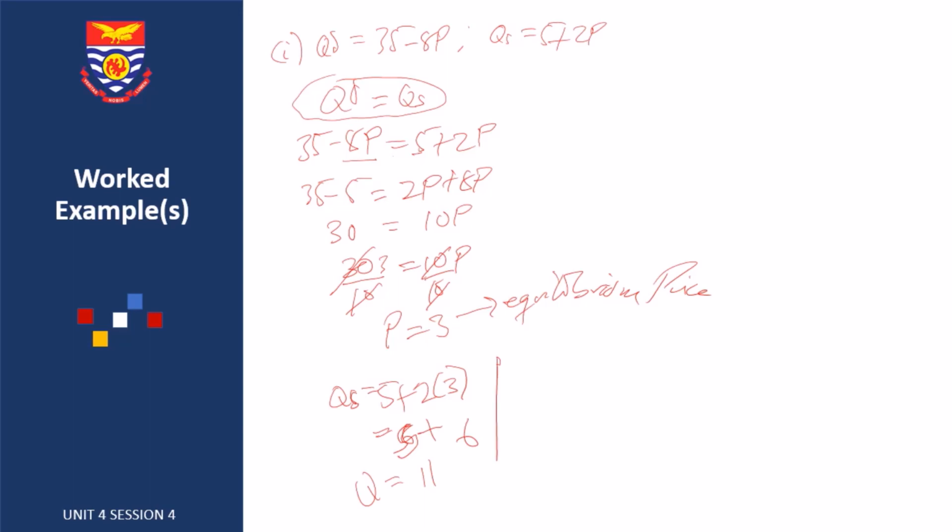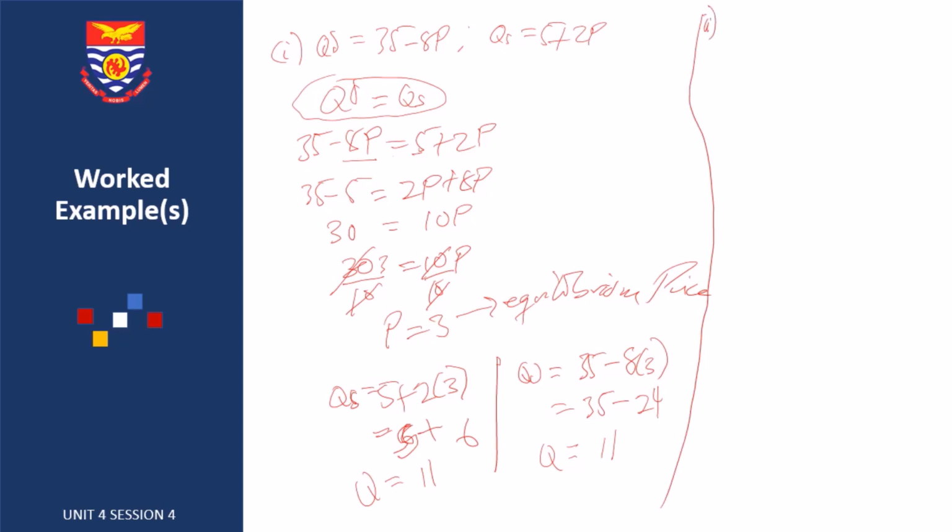Let's use demand also to see if it will be the same. Now QD, I'll have 35 minus 8 times what? 3. 8 times 3 is what? Use your calculator, I think it is 24. Because 3 sevens are 21, then 3 eights are 24. 35 minus 24 will also give me what? 11. So we see that they are the same. So the equilibrium quantity will be 11, and the equilibrium price will be 3.